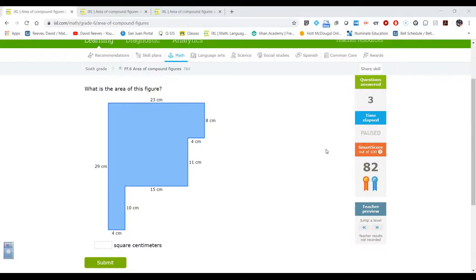Hey again, everybody. Mr. Reeves back with you as we continue to look at the area of composite figures, or what IXL calls compound figures. So in the previous video, which I hope you got a chance to watch, we found the area of figures like this that were made up of only rectangles. All right, so those represent the most basic of the compound figures that we're going to find the area of.